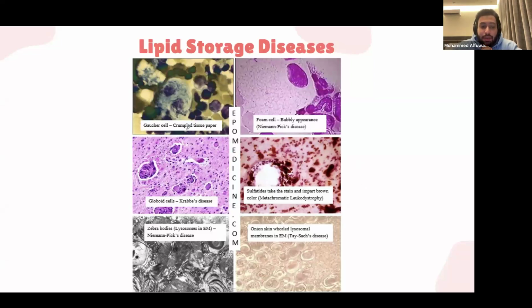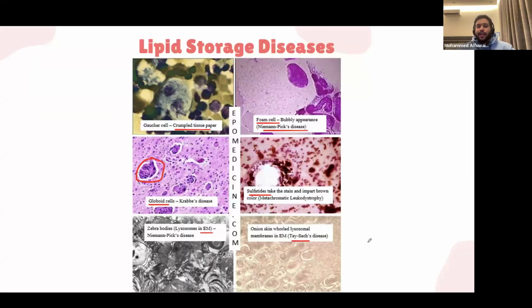Now, in Gaucher, as I said, crumpled tissue paper appearance, which you see here. Foam cell, which is Niemann-Pick, is this big bubbly cell. Globoid cells, as in Krabbe's disease, are these cells. This is not too important, but you have sulfatides, which you stain, in metachromatic leukodystrophy. On electron microscope, you have zebra bodies. I can't really tell you where they are, not gonna lie, but it's not too important for Niemann-Pick. Most important to remember is foam cells. And onion skin is in Tay-Sachs.